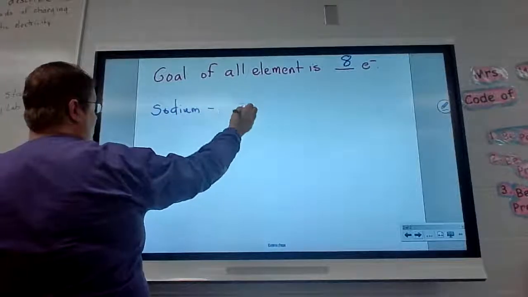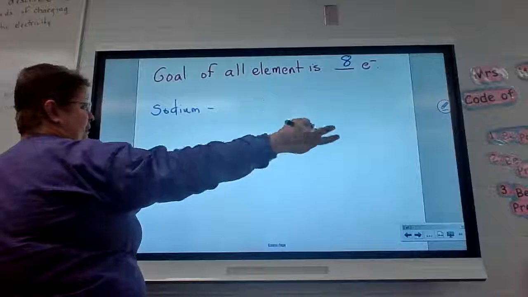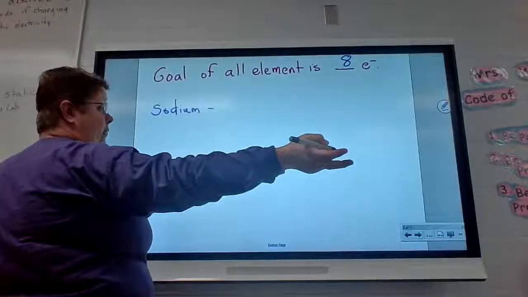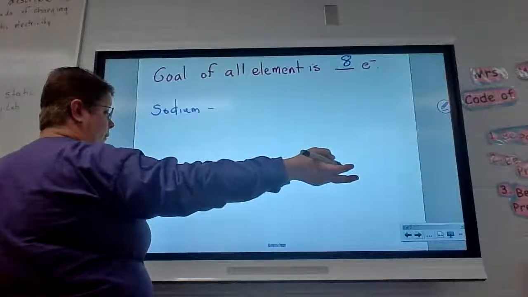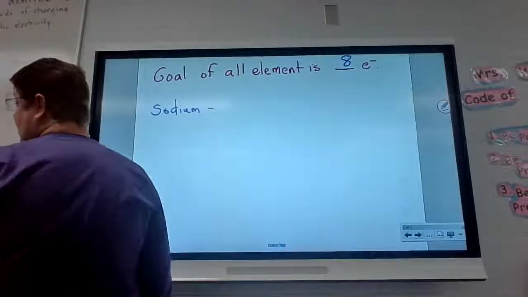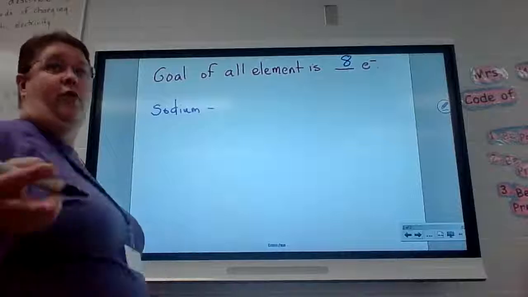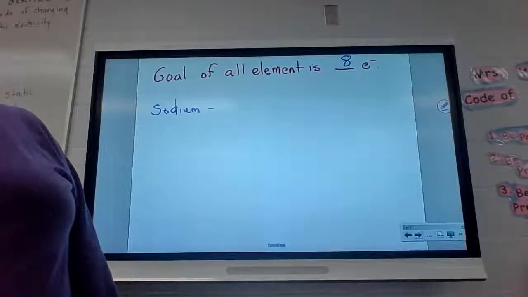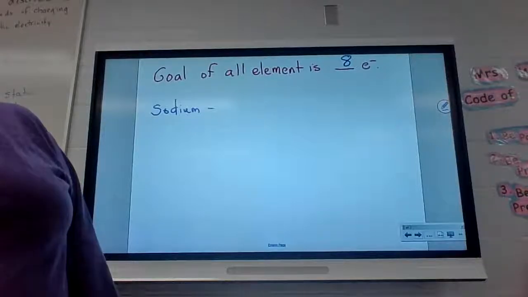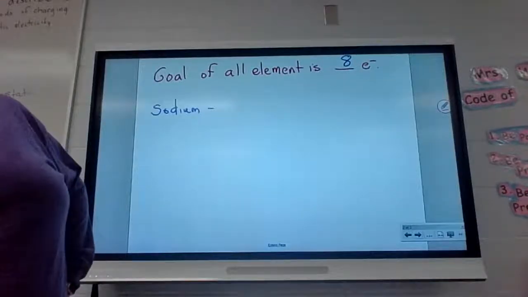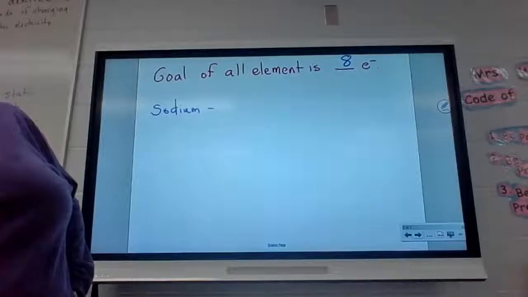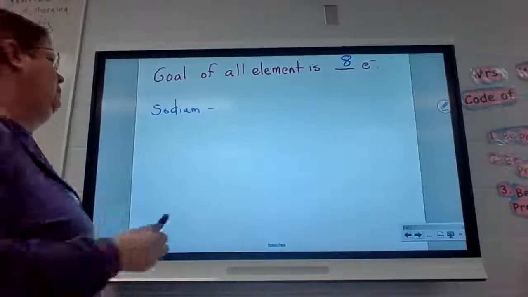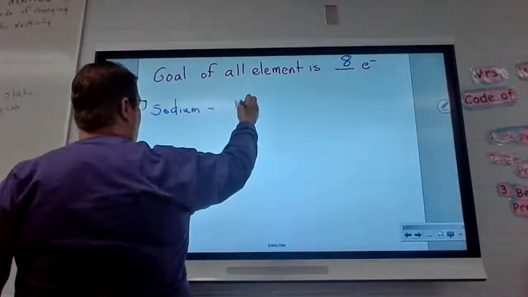Sodium has how many electrons? Can anybody tell me? I got a periodic table handy. I want all of them because we're going to draw the Bohr model. 11. You got to have one that's got atomic numbers on it. That one doesn't have any numbers on it. Got to have one with some numbers on it. All right, sodium has 11 electrons.